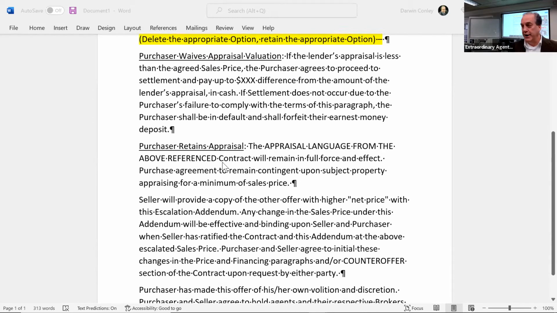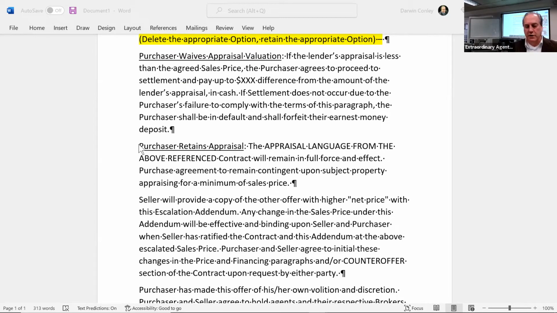Now, the other option is purchaser retains the appraisal. The appraisal language from the above referenced contract will remain in full force and effect. Purchase agreement to remain contingent upon subject property appraising for a minimum of the sales price. Obviously, it's not as strong as if we use the other clause.